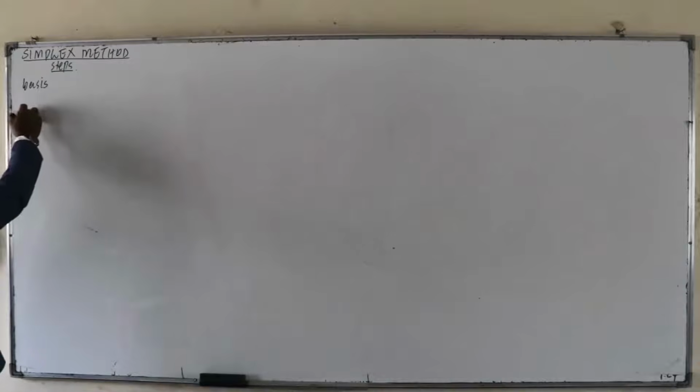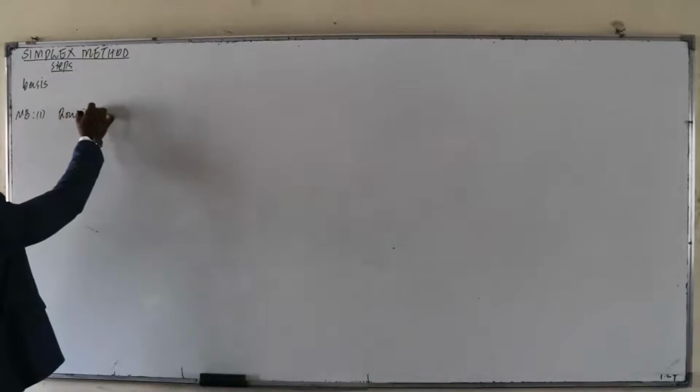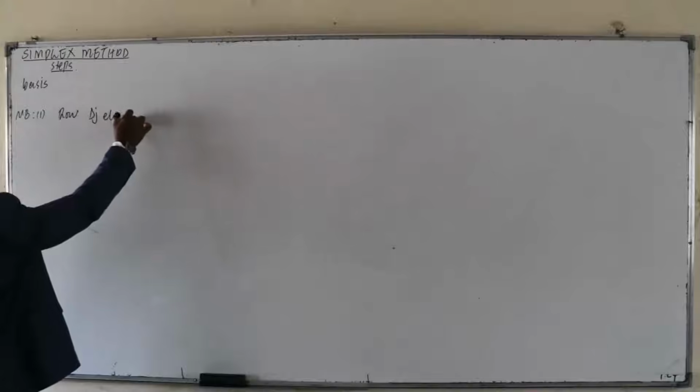NB. Number one, optimality is met when row DJ elements are all zeros or negative.